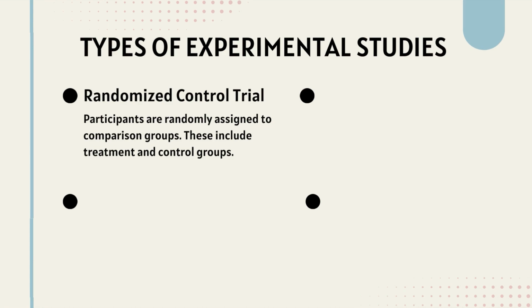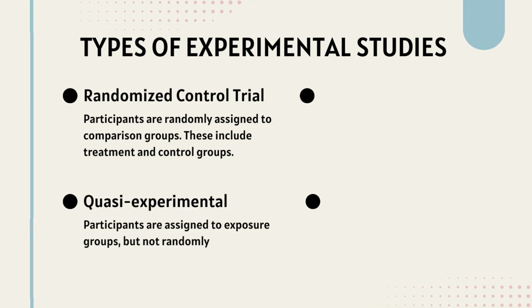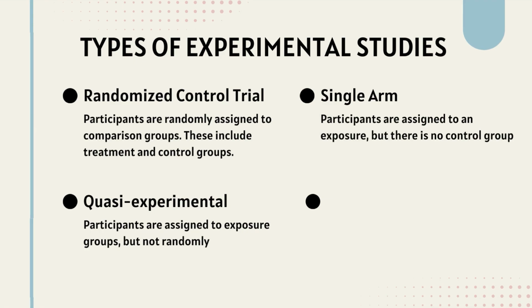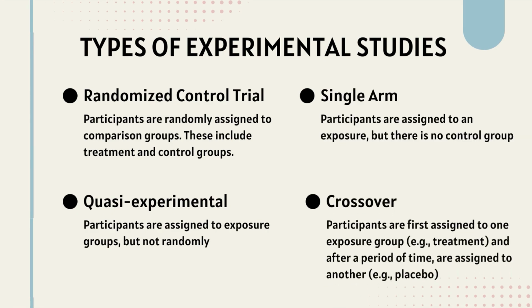There are several different types of experimental studies. The most common is a randomized control trial. This is where participants are randomly assigned or randomized to the comparison groups. Next is a quasi-experimental study, and this is the same as a randomized controlled trial, except instead of participants being randomized to exposure groups, they are just assigned by some non-random method. Another type of experimental study is a single-arm trial where participants are assigned to an exposure, but there is no control group, no comparison group. Another type is a crossover design where participants are first assigned to one exposure group, and then after a period of time are assigned to the other exposure group.